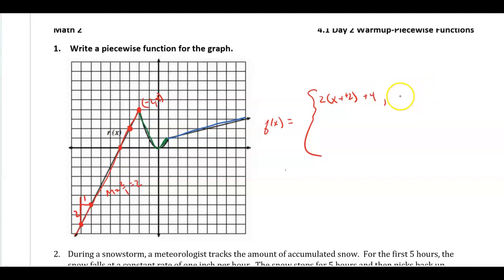Now the domain for this one, if you look, the arrow points down and to the left forever and ever. So we're going to say this is for all the x values that are less than or equal to -2.